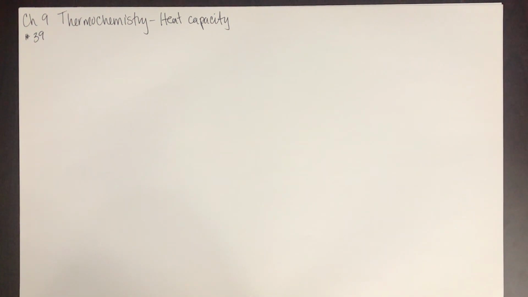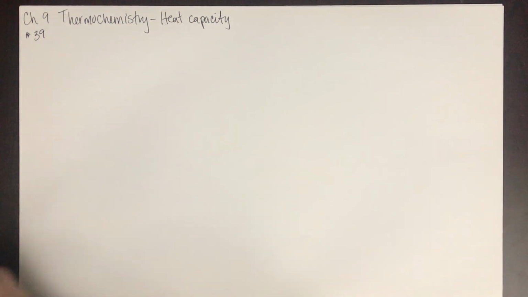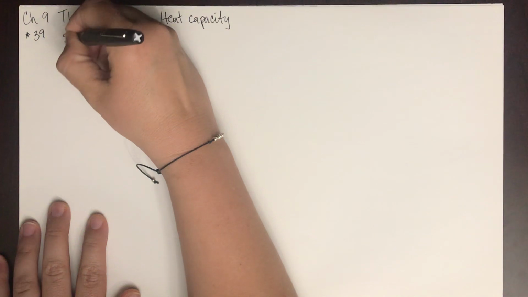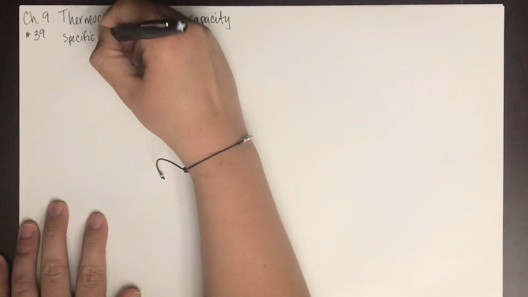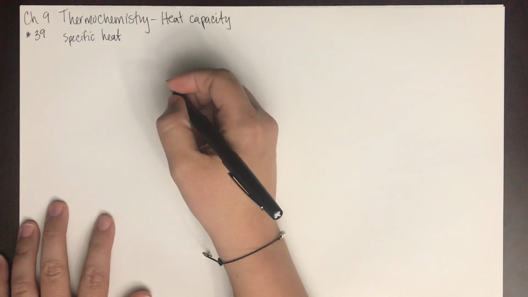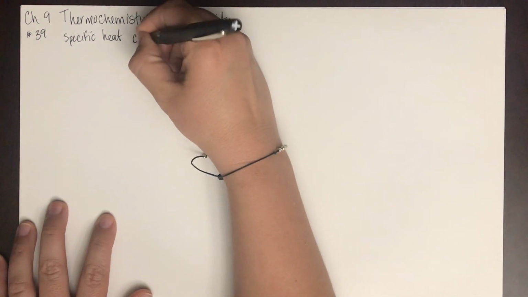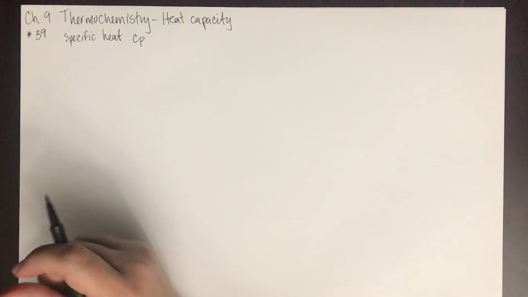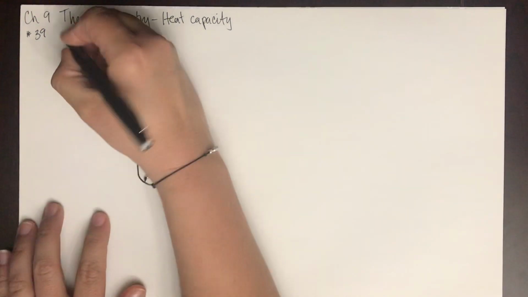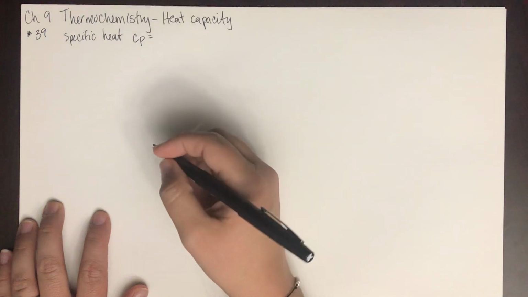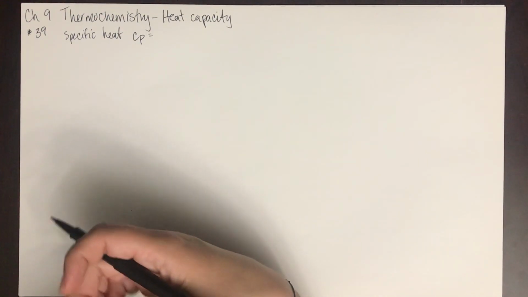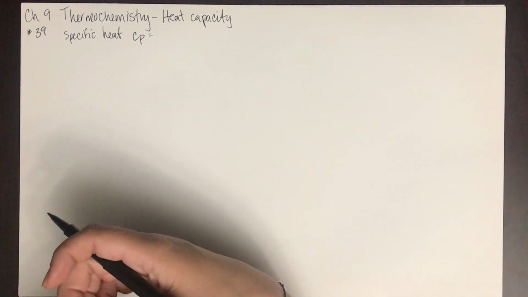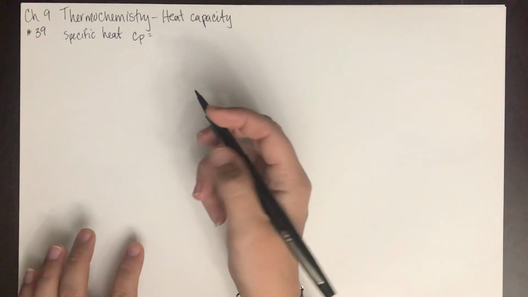Essentially, sometimes you'll hear heat capacity called specific heat. It's abbreviated in your textbook as CP, with a subscript P. The specific heat capacity is the quantity of heat needed to raise the temperature of 1 gram of a substance by 1 degree Celsius at constant pressure.